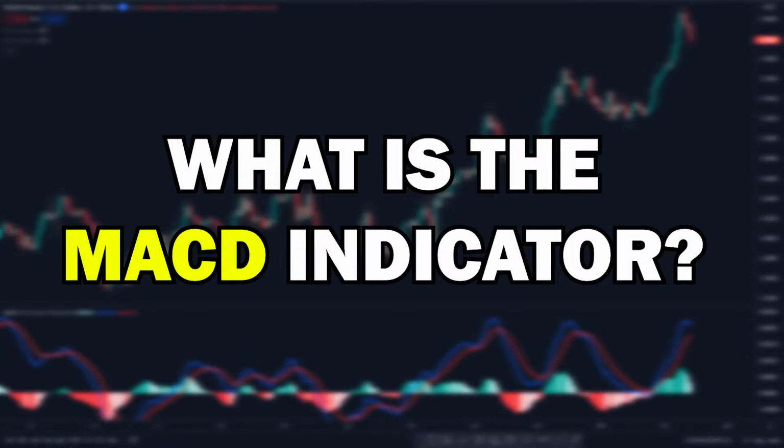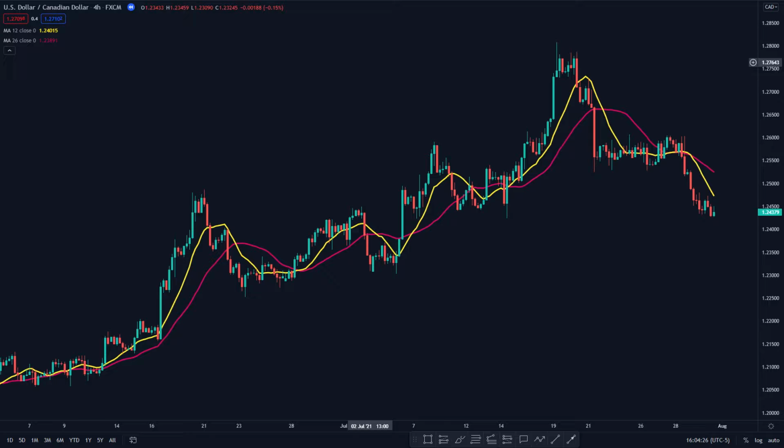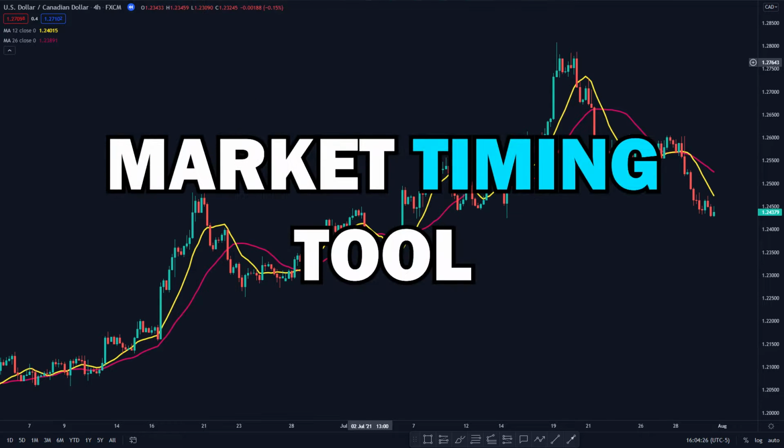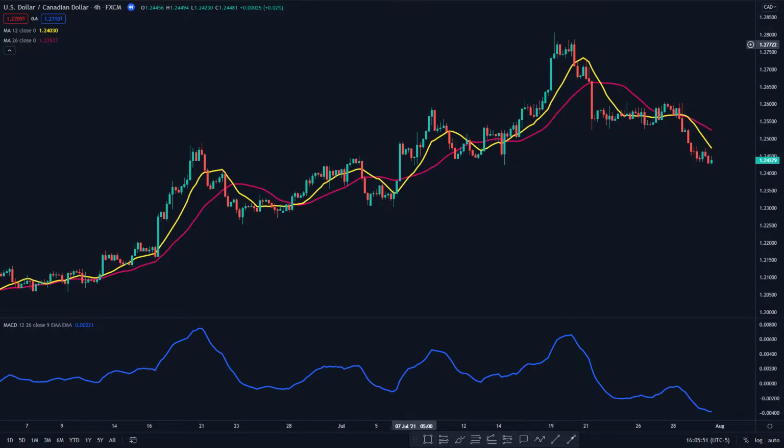What is the MACD indicator? Well, the MACD indicator shows the connection between two moving averages of an asset. It was designed primarily as a market timing tool. It's essentially made up of four different components. The first one is the MACD line, which moves relatively fast and is more sensitive to price movements. The second line is the signal line, which moves slower than the MACD line, therefore, it gives a smoother appearance.